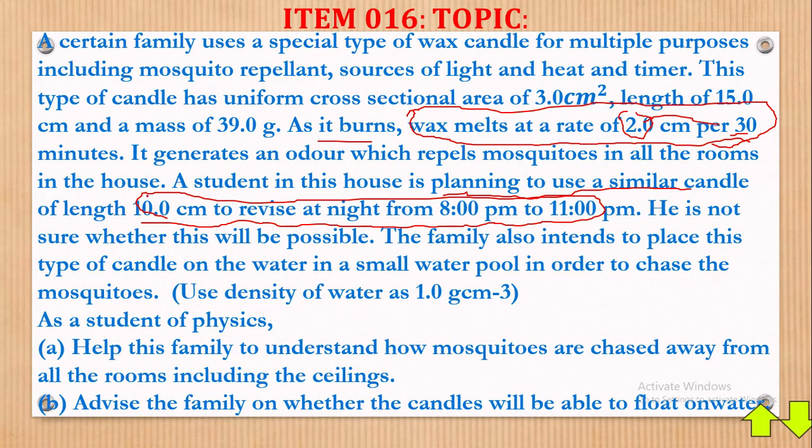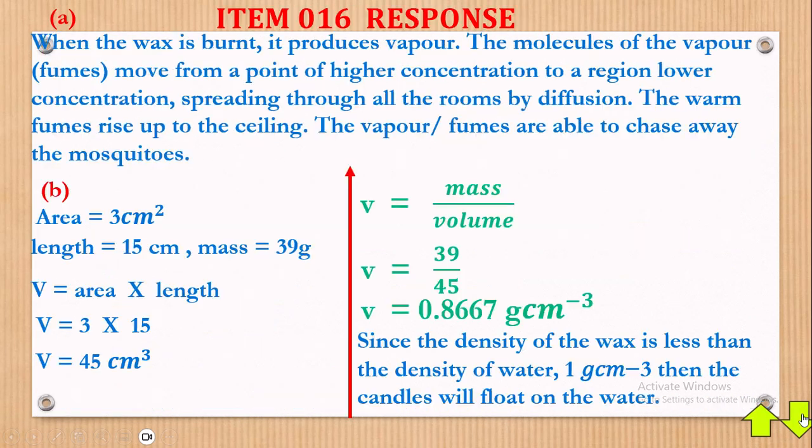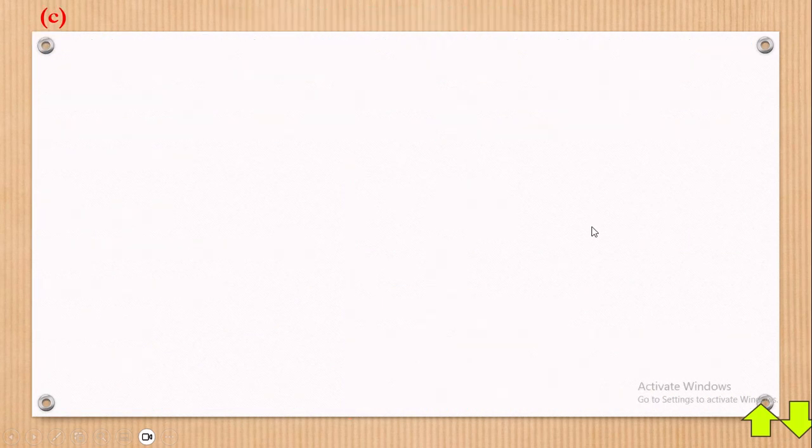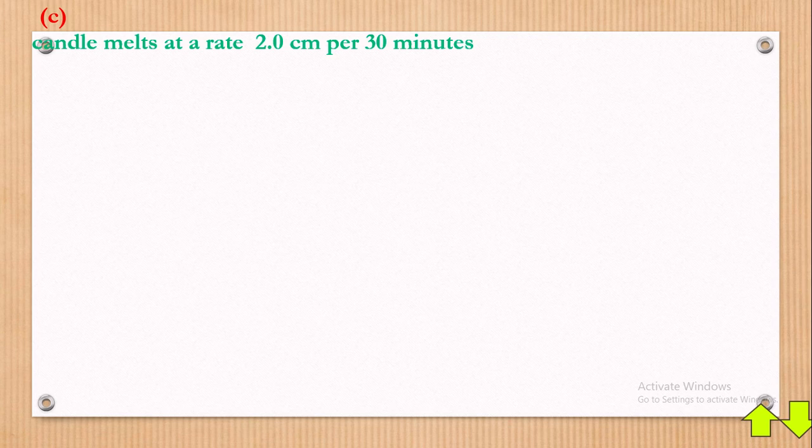Now they're asking, if he has a candle which is 10 centimeters long, will it be enough to revise from 8 p.m. to 11 p.m.? Let's go back there and see how that can be answered. We start off. Let's remind ourselves that the candle melts at a rate of 2 centimeters per 30 minutes. That's what we know.